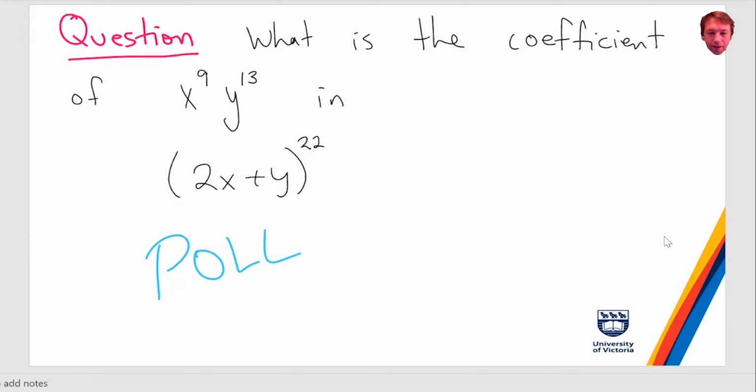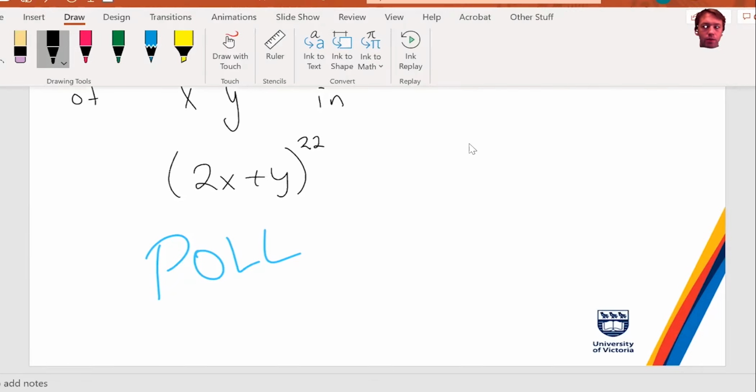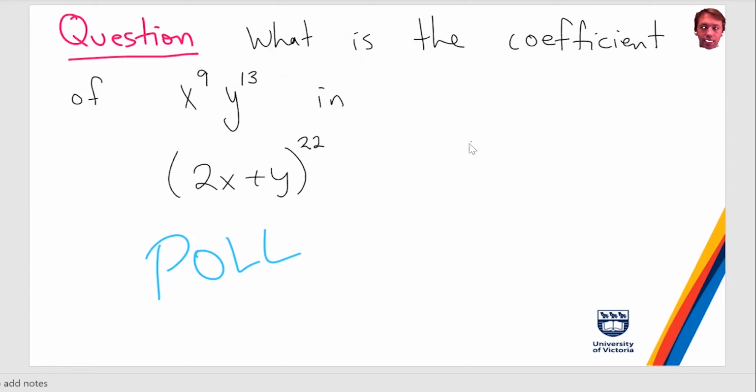Okay, let's try another thing. It's a little bit harder, there's a little bit of a twist in this one. What is the coefficient of x to the 9, y to the 13 in the expansion of (2x + y) to the 22?